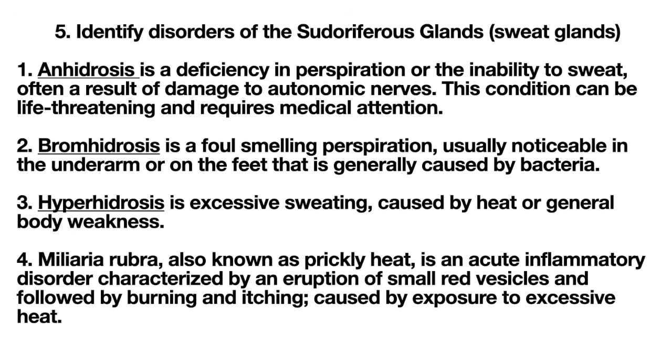Identify disorders of the sudoriferous glands, also known as sweat glands. Number 1, anhidrosis. Anhidrosis is a deficiency in perspiration or the inability to sweat, often a result of damage to autonomic nerves. This condition can be life-threatening and requires medical attention. Number 2, bromhidrosis. Bromhidrosis is foul-smelling perspiration, usually noticeable in the underarm or on the feet, that is generally caused by bacteria. Number 3, hyperhidrosis. Hyperhidrosis is excessive sweating caused by heat or general body weakness.